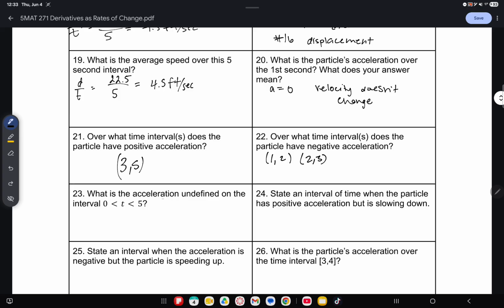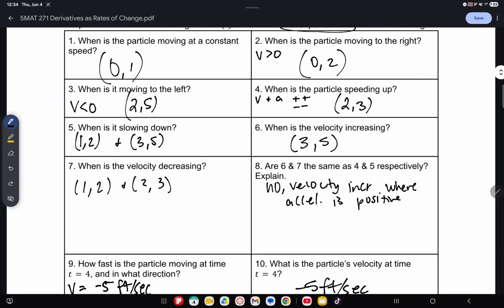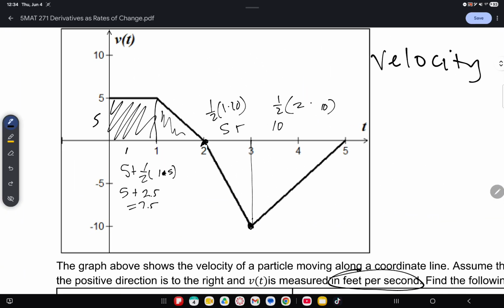What is the acceleration? So that's supposed to say when. Another typo there. When is the acceleration undefined on that interval? So the acceleration is undefined. We go back to the graph. So this is where derivatives are undefined. And it's at any change here.